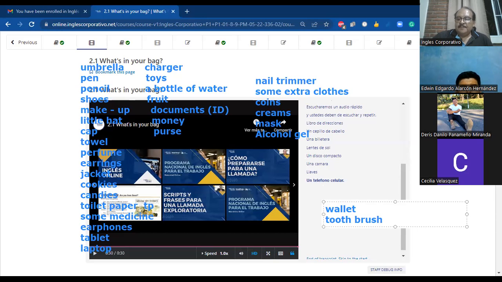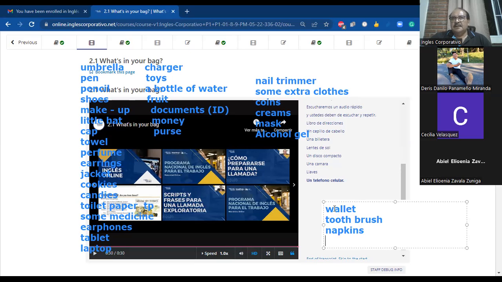Okay. Sometimes also napkins. Así como toilet paper, a veces también napkins. Servilletas, right? Lentes también. Oh, glasses. Glasses. Así como los que yo ando, y también hay sunglasses. Los míos son lentes y los que se ponen oscuros para verse cool.